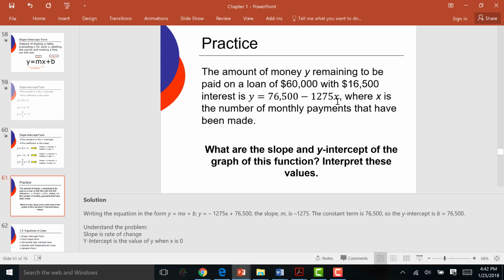I understand, but to me, the 76.5 will change because you're reducing it every month by 1275. You're reducing the amount you owe. You're not reducing what you originally borrowed. The amount that you originally borrowed from the bank is always going to stay the same. What's changing is how much you still owe them. You're saying the amount you still owe them is changing, but the original amount never is going to change, until you pay it off.